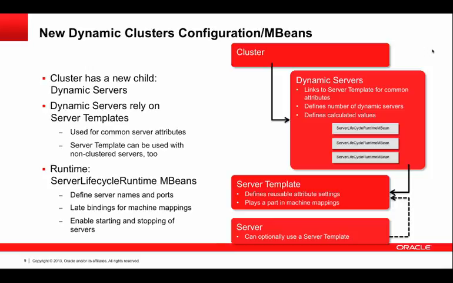The number of dynamic servers drives the system to create a number of server lifecycle runtime MBeans. Each of those defines or reserves server names and ports for the managed servers, defines machine mappings, and also these lifecycle runtime MBeans enable starting and stopping of servers through Node Manager or through start scripts. In essence, the server lifecycle runtime MBeans give the system something to work with in place of hand-configured managed servers.